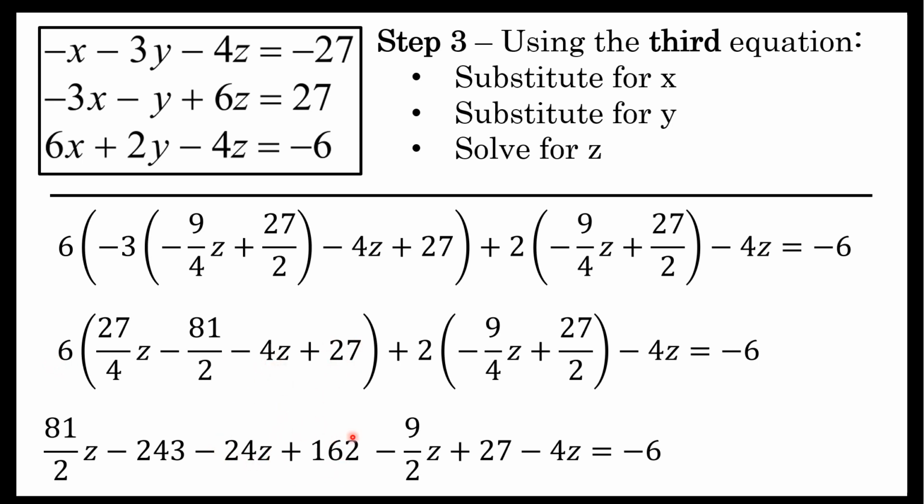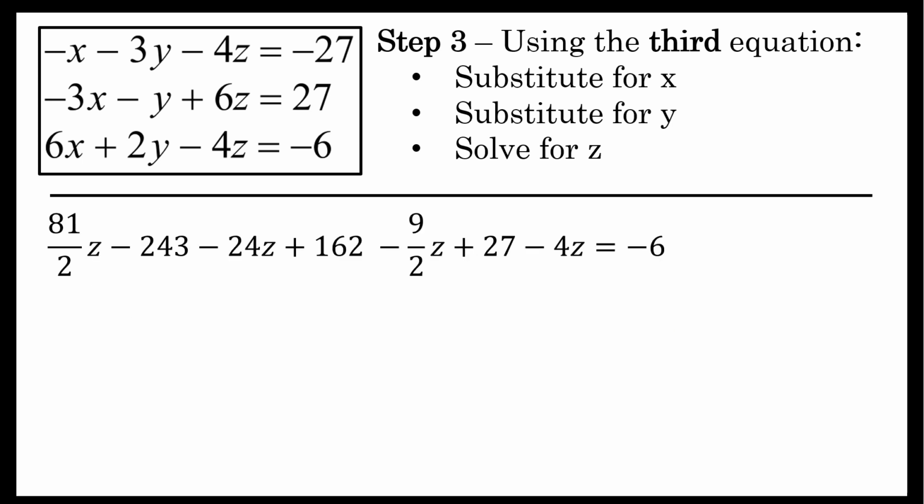The next product is 162. Then distributing the 2 to -9/4 z plus 27/2 results in -9/2 z plus 27. And then, like I said, the -4z and the -6 come along at the end. At this point, most of the hard work is done. All that we'll do now is combine the like terms and isolate the z.